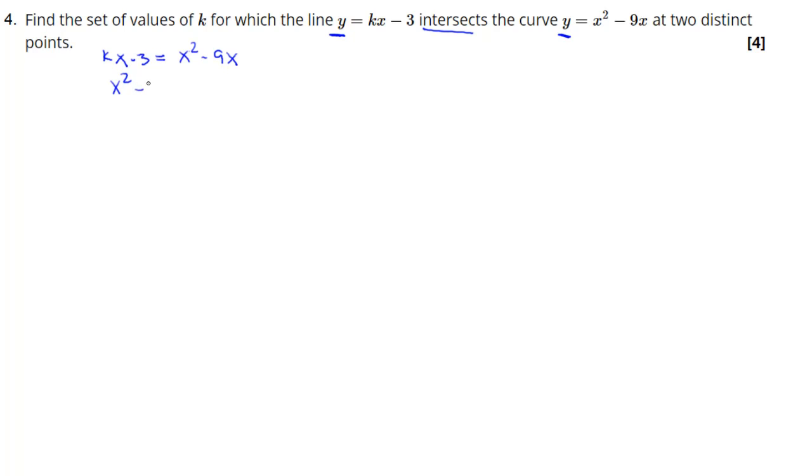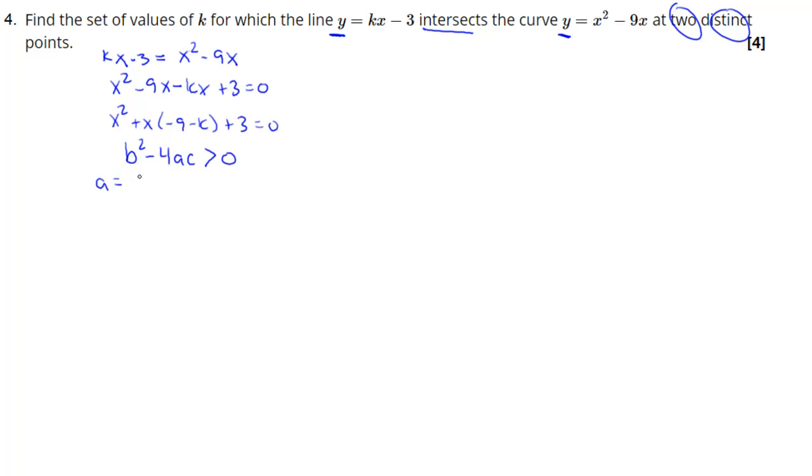And then we're going to get the x squares, get everything on one side, and make it equal to 0. Now, this is a quadratic. It's not a quadratic I can solve because it's got a k and an x. But we're going to use the discriminant because we know it's going to intersect at 2 points. And so all we've got to do is figure out what a, b, and c are, and then our discriminant at 2 distinct points has got to be greater than 0.